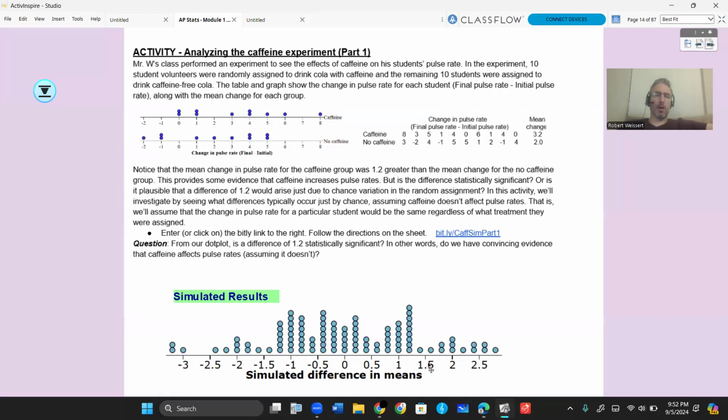Notice that I have a lot of dots centered around 0, which makes sense because we're assuming that there is no mean difference in the change of pulse rates. So now I want to look at my difference, 1.2. Based on my dot plot, look at where 1.2 is. 1.2 is going to be right around here. Look at all these data points there and above. Could that easily happen by random chance? That basically tells us how to answer this question.